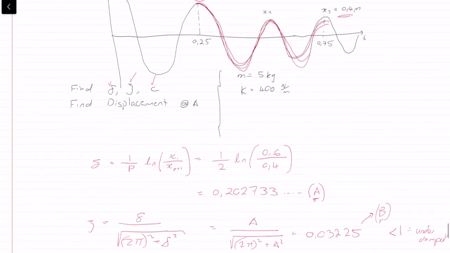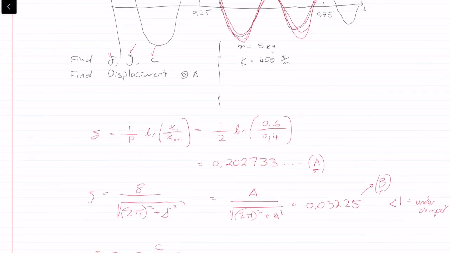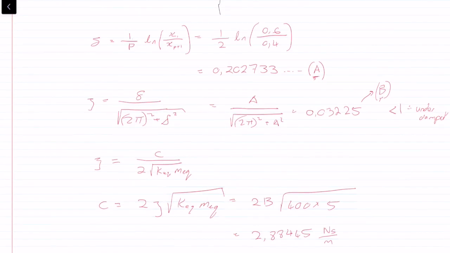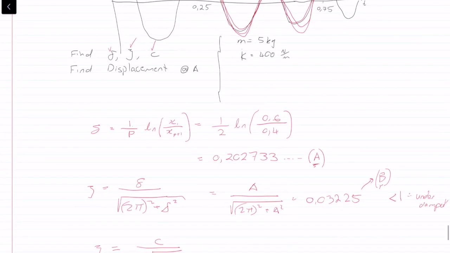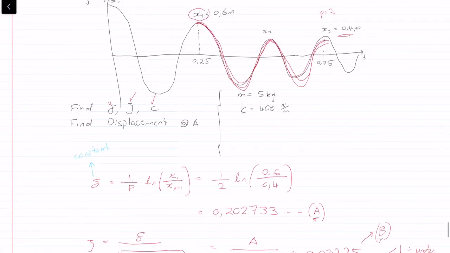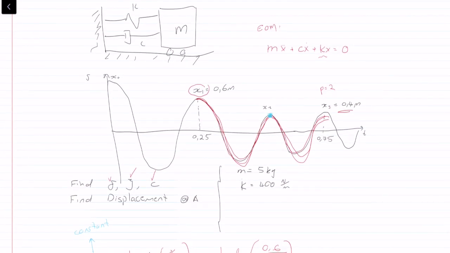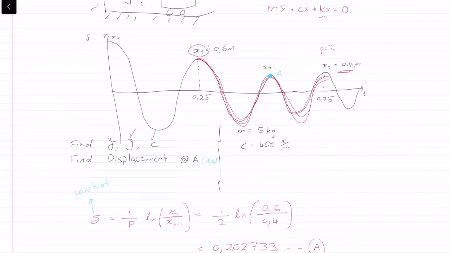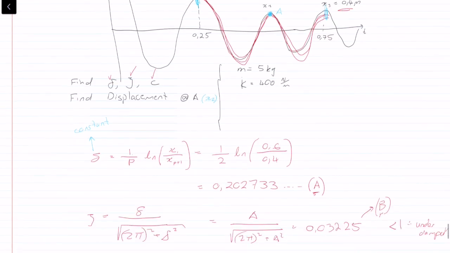Now we just need to figure out the displacement at A. So for the displacement at A, we're going to work backwards. I'm going to change colors because then it might make a bit more sense. So we know what the logarithmic decrement is, and we can assume it to be a constant. Our point A, the point that we're looking for, is this point right there, which is x2. So we're actually looking for A or x2. And the logarithmic decrement is a constant from this point here all the way to this point there that we measured.